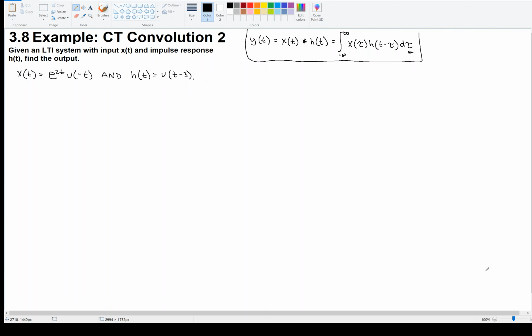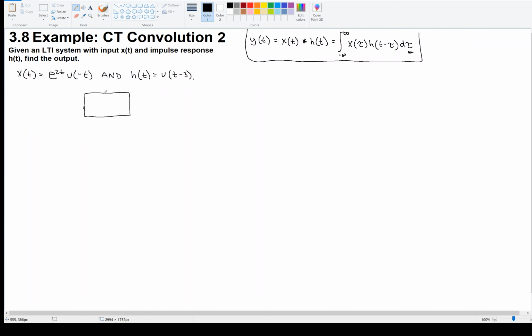Okay, welcome back. We're looking at another example of continuous time convolution here. Given an LTI system with input x of t and impulse response h of t, find the output. So first of all, let's explain what it is that we're trying to do.